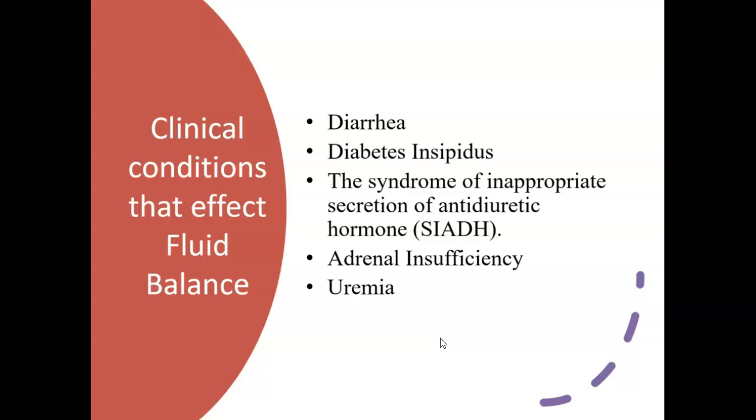Diabetes insipidus is a condition where the body is unable to produce an important hormone called ADH, your antidiuretic hormone, or the kidneys do not respond to that hormone. So in either case, there's going to be a decrease in free water reabsorption. The reverse happens in this next syndrome.